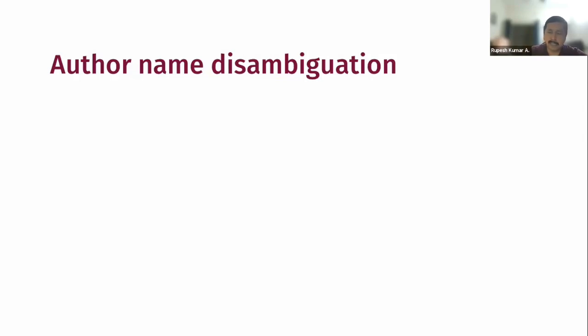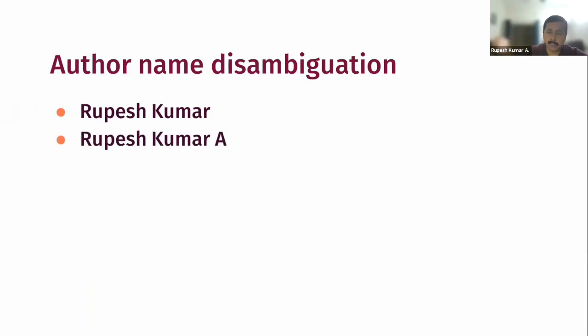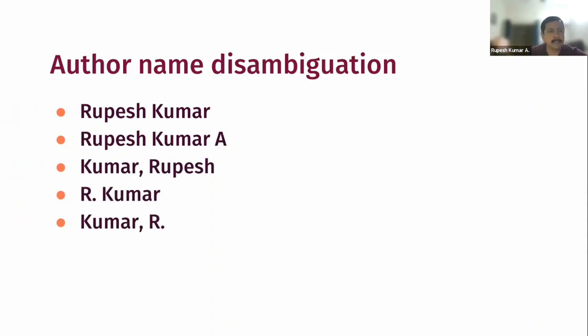For instance, you take my name, different journals publish articles having different naming conventions. They have different naming practices, patterns of naming. Some journals have published as Rupesh Kumar. Some journals have published Rupesh Kumar A, and some others Kumar, Rupesh, and some R Kumar, some Kumar R. So all these are names of the same person. This ambiguity in naming comes when name is used as the source of identifying an author.